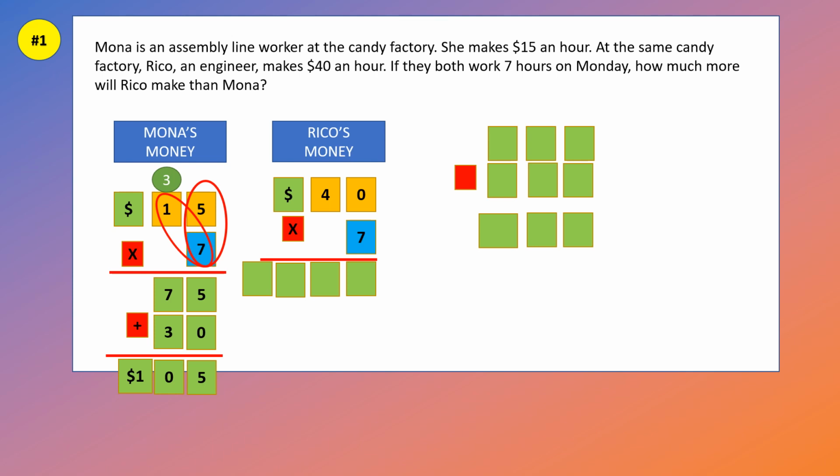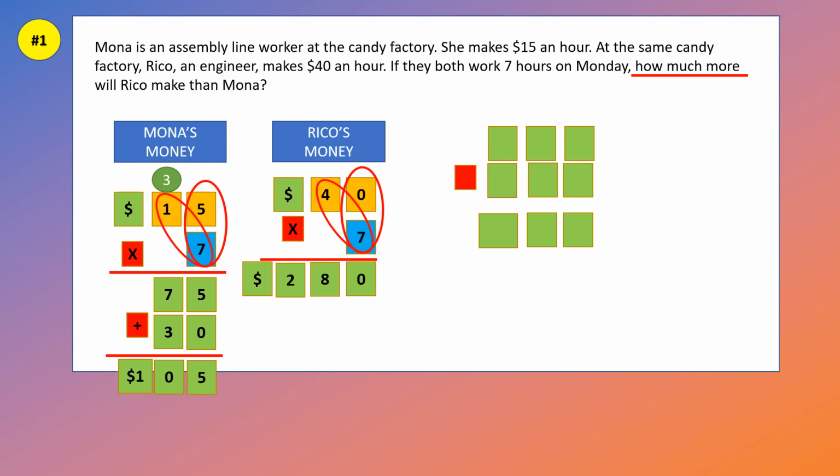Now, to solve, let's go ahead and start by multiplying 7 times 0, which is 0. And 7 times 4, which is 28. Beautiful. So that means on Monday, Rico earned $280 for his labor.